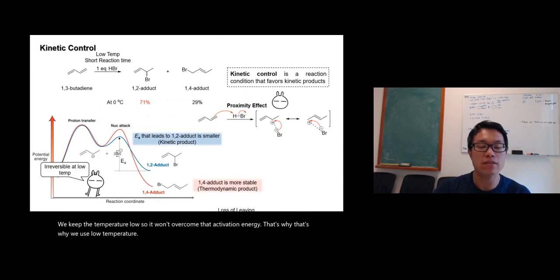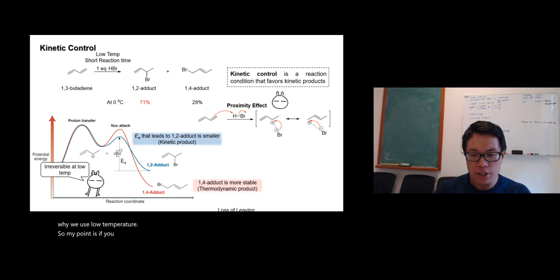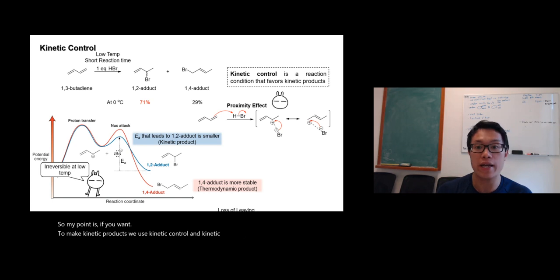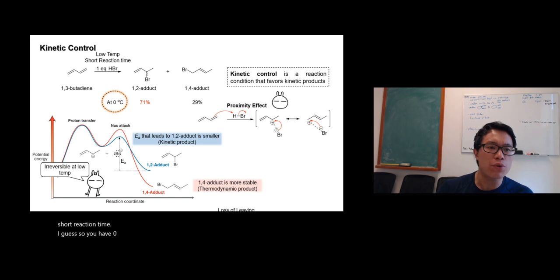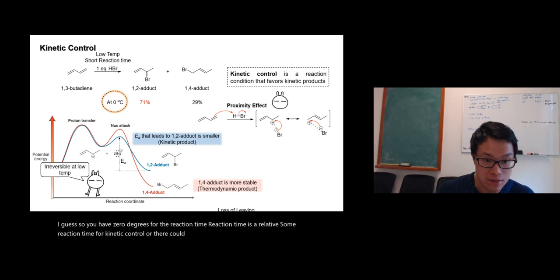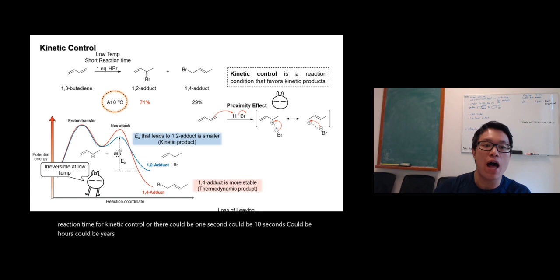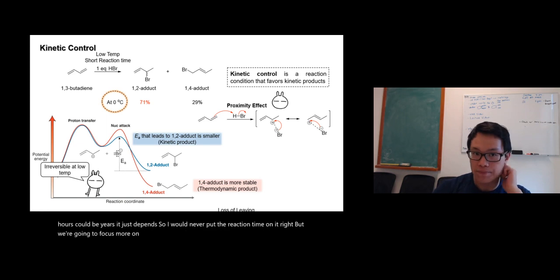Okay. So my point is, if you want to make kinetic products, we use kinetic control, and kinetic control is low temperature and short reaction time. So you're at 0 degrees. The reaction time is relative. Some reaction times for kinetic control could be 1 second, could be 10 seconds, could be hours, could be years. It just depends. So I would never put a number on the reaction time, but we're going to focus more on the temperature.